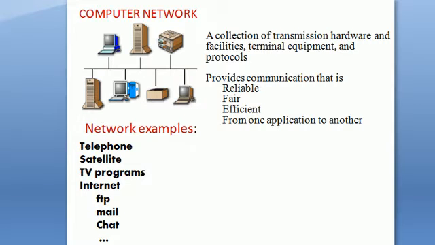Overview of networking. Computer network. The main idea with the computer network is communication between different systems. Systems here can be routers, switches, or computers that are linked together so that they are able to communicate with each other using some transmission media like wires, fiber, or cables. The main purpose of communication is basically information sharing. A computer network provides communication that is reliable, fair, and efficient from one application to another. Here are some examples of networks.